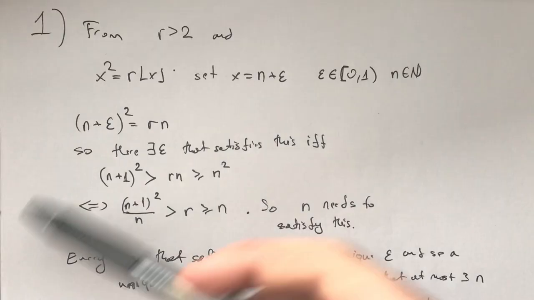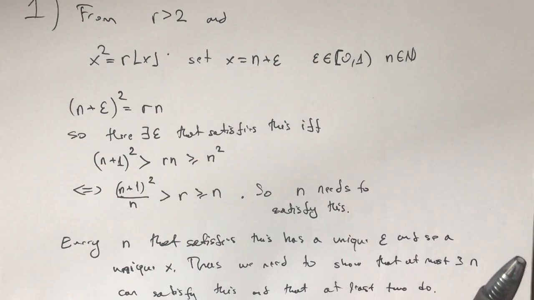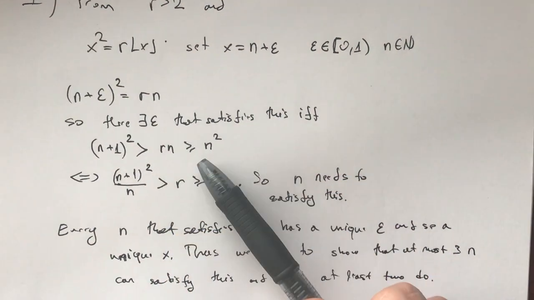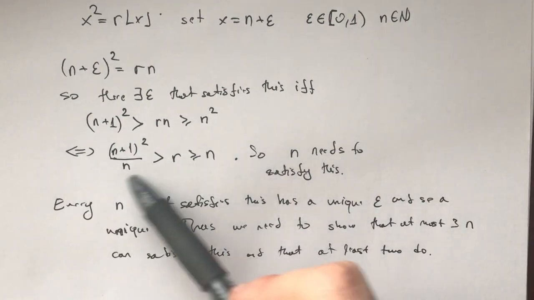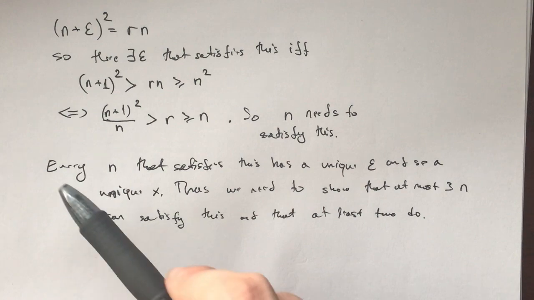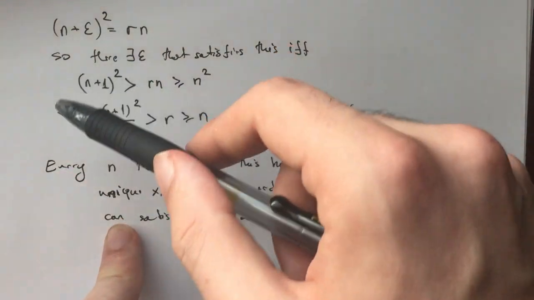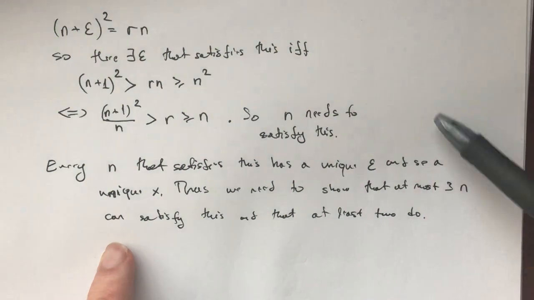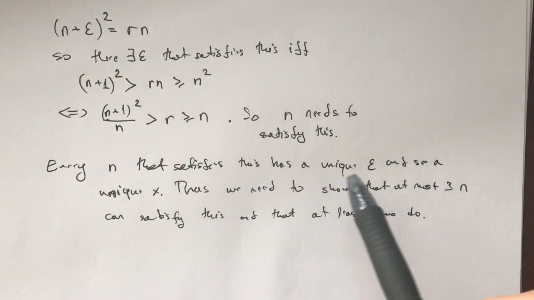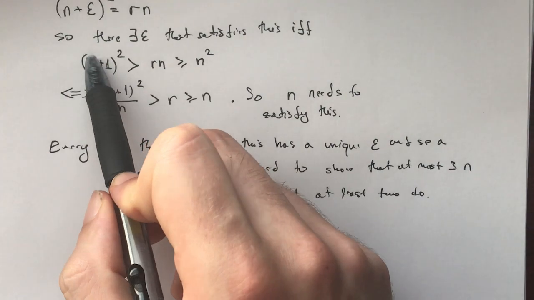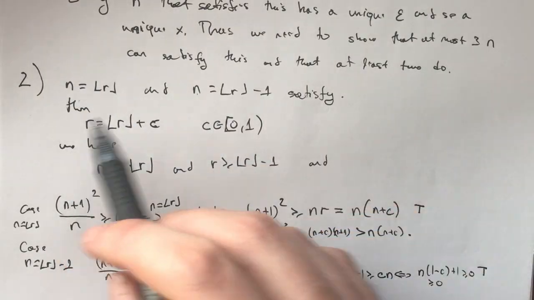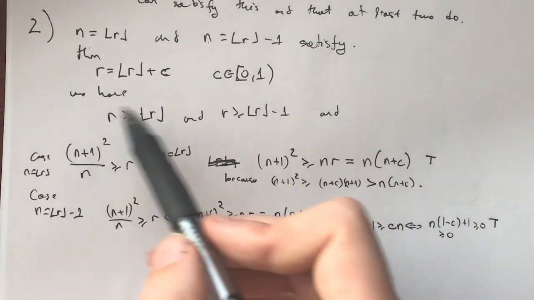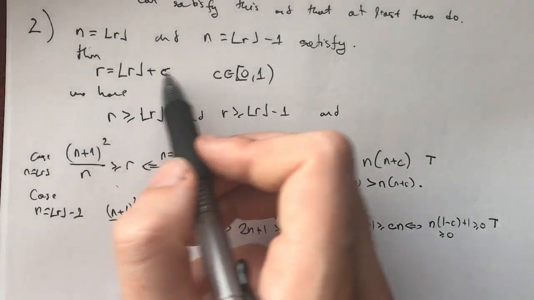Here's the solution. We first set up the problem like this. From r is greater than 2, we have this. So what we really need is that there exists an epsilon which satisfies this if n satisfies this thing right here. And now we need to show that every n that satisfies this has a unique epsilon, which gives us a unique x. Thus, we need to show that there are at most 3 n that satisfy this, and at least 2 that do. Then we show that these 2 n satisfy the relationships, and we do it in these 2 cases, where we said what r is equal to.